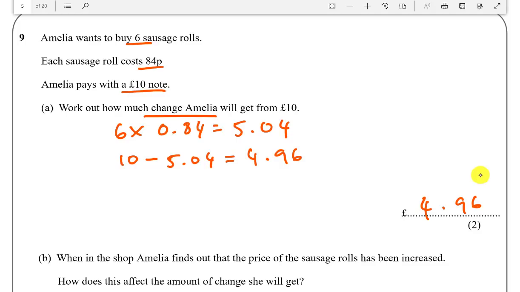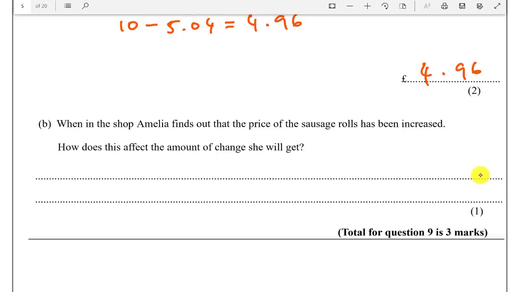£4.96 change Amelia will get. Question B. When in the shop, Amelia finds out that the price of the sausage rolls has been increased. How does this affect the amount of change she will get? Now, because the sausage roll price has gone up, that means she needs to spend more. So, therefore, she will get less change.